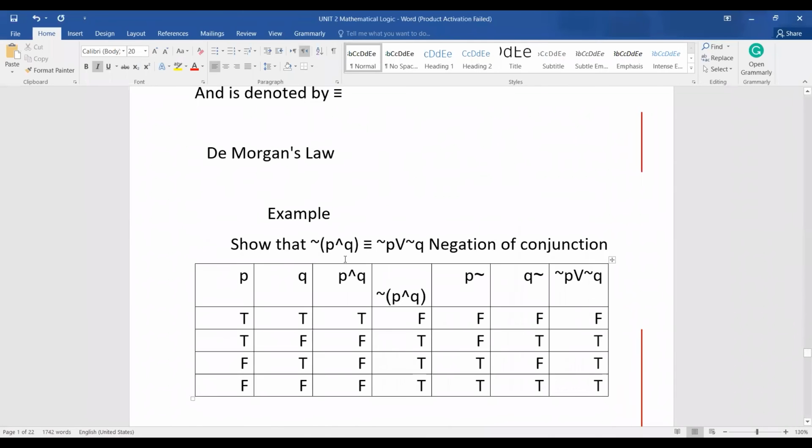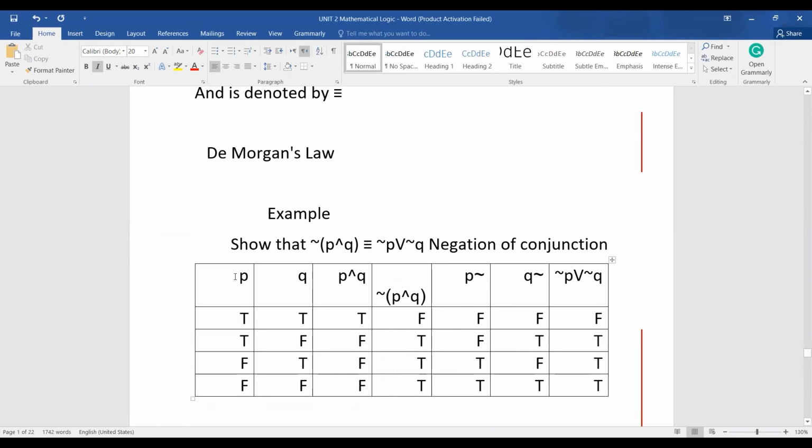Here we're going to prove De Morgan's law. We said according to the law, the negation of a conjunction, negation (P and Q), is logically equivalent to negation P or negation Q. We need to prove that. This statement could be a little overwhelming, so we're going to divide it.